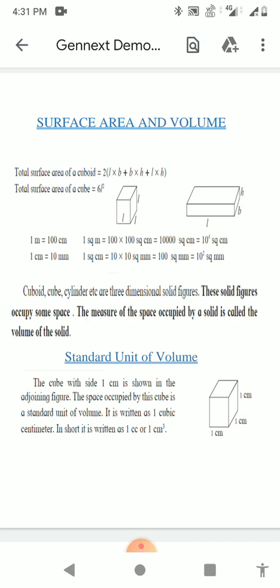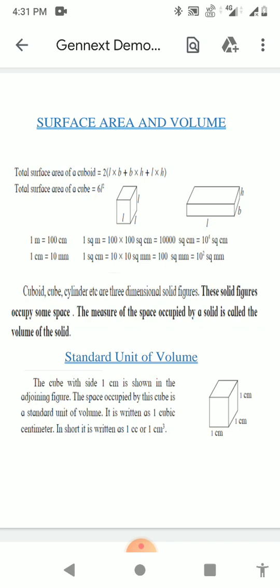As we all know, 1 meter equals 100 centimeter. In a similar way, in square centimeter it becomes 100 into 100, so it becomes 10 raised to 4 square centimeter. And similarly, 1 centimeter, if I want to convert it into mm, is 10 mm. 1 centimeter equals 10 mm, and similarly 10 mm into 10 mm becomes 100 square mm.